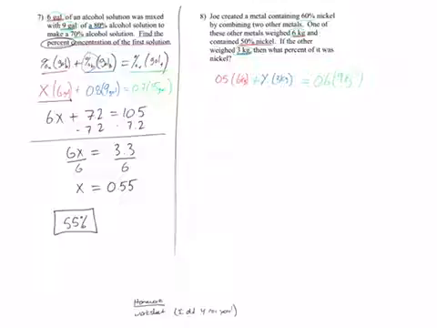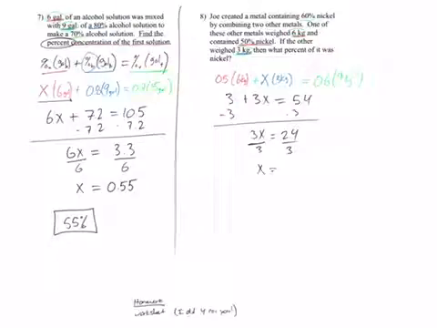0.5 times 6 kilograms is going to give me 3 kilograms plus 3x is equal to 0.6 times 9, which comes out to be 5.4. And just so you know, I have a calculator next to me. That's how I found it. Subtract 3 from both sides. I end up with 3x is equal to 2.4. Divide by 3. End up with x is equal to 0.8. But again, it says what percent of it was nickel. So then I would say it is 80% nickel.